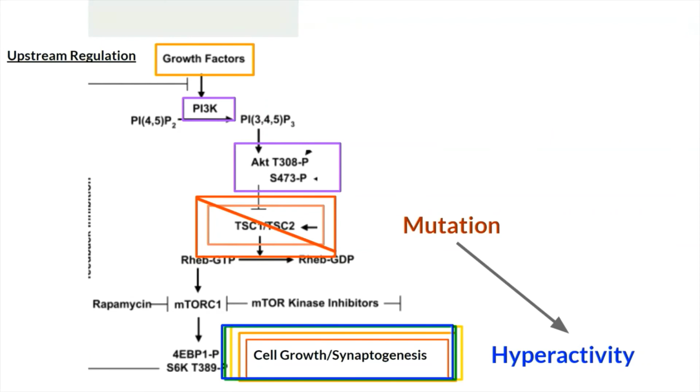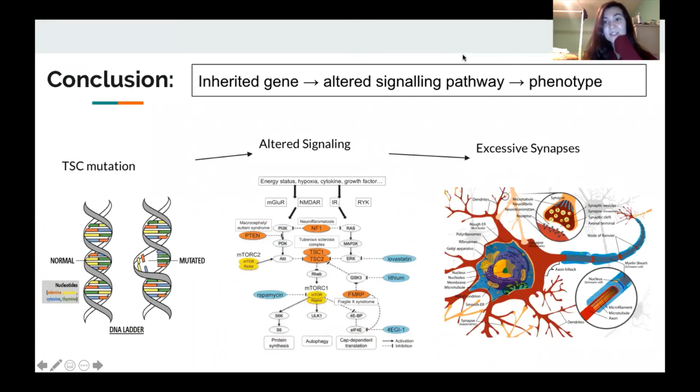In tuberous sclerosis, the TSC complex is mutated. The mutant complex does not inhibit the mTOR pathway as well as the wild type. This can lead to excessive synapse formation. So in conclusion, the inherited TSC mutation causes an altered signaling pathway in which there is an overactive mTOR. This overactive mTOR, which is involved in synaptogenesis, is believed to cause excessive synapses and prevent the cell from performing synaptic pruning, which may lead to increased risk of developing an ASD in TSC patients.